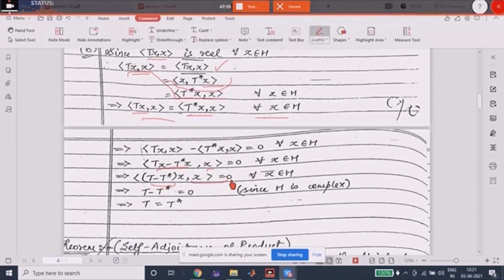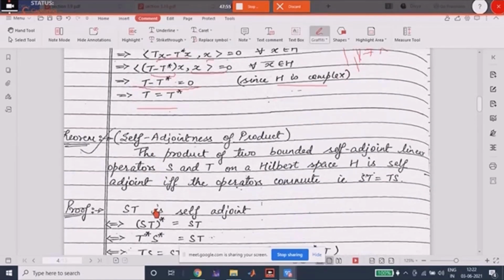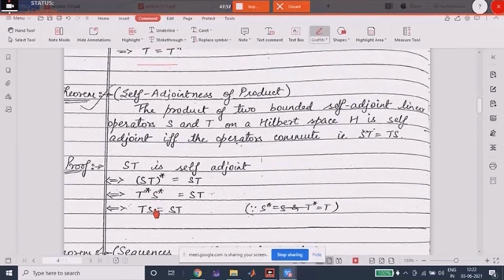Now since H was a complex space, using that lemma, we have <Qx, x> = 0 for every x, and H is a complex space, therefore the operator is 0. That means T - T* is 0, and hence T equals T*. Is that clear? Since H was a complex space, complexity is needed. Okay.